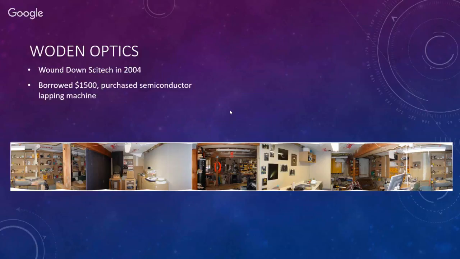Okay, good. I'm just babbling. So I borrowed $1,500 and bought a lapping machine, and I started a company called WODEN Optics in my basement. And there's a little pano I took of my messy little shop, but I started making mirrors.